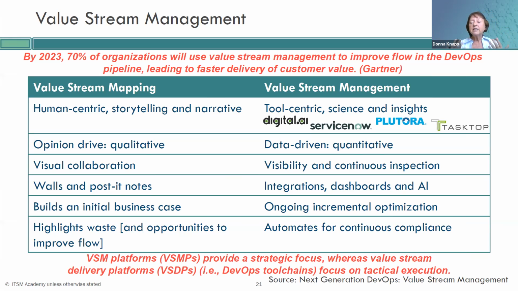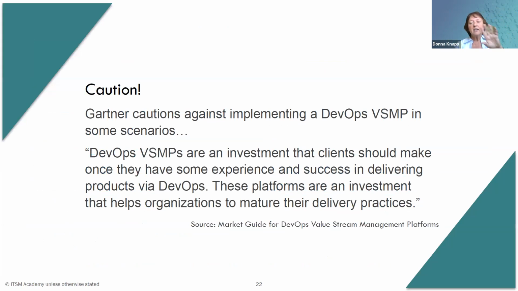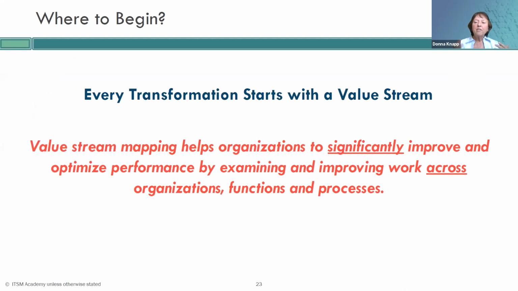And understand that this isn't replacing your DevOps tool chains, what Gartner refers to as value stream delivery platforms. This may be an extension of your DevOps tool chain. You think of it as an overarching platform. They very much work hand in hand. But it's important to understand, and Gartner is very clear about this, that these value stream platforms are a significant investment that organizations should make once they have some experience and success in delivering products via DevOps, right? So we begin with value stream mapping. Begin with that understanding of your value streams. Look for those opportunities to make those significant improvements in terms of how you can optimize your work.